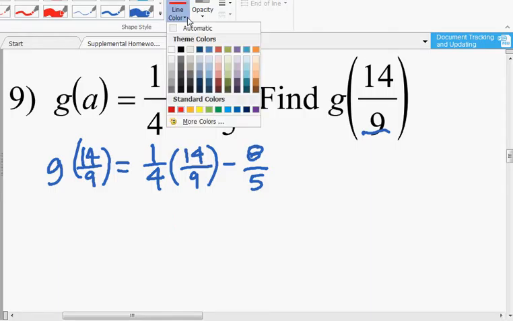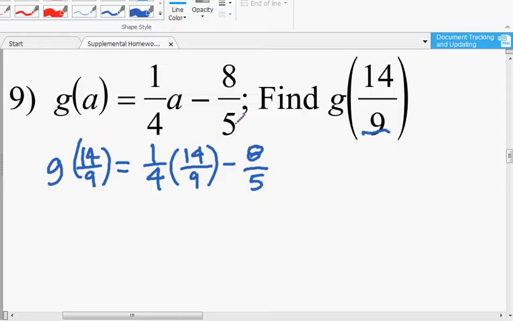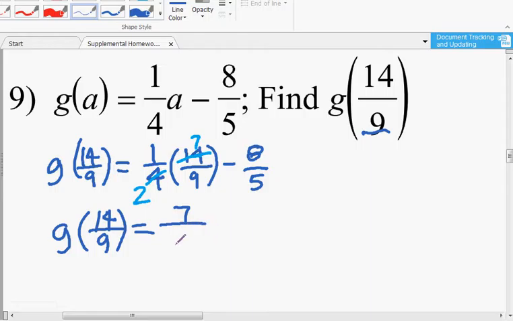I am going to divide the 14 by 2, and I get 7. I divide the 4 by 2, and I get 2. And once I do that, now I multiply. So g of 14 over 9 equals 1 times 7 divided by 2 times 9, which is 18, minus 8 over 5.